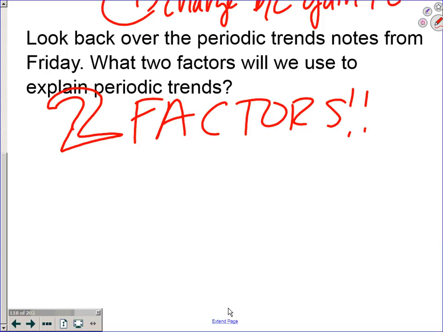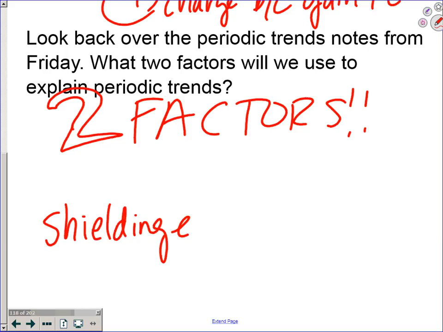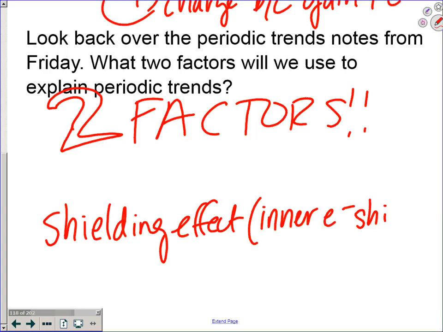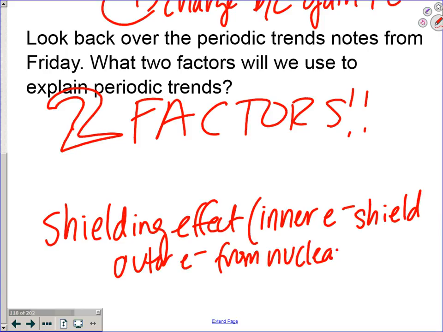So give me one factor, Kelsey. Okay, the shielding effect. The shielding effect is a way of saying that inner electrons shield. Somebody complete this thought? Inner electrons shield, Austin? Outer electrons. From what? Oh, inner electrons shield outer electrons from the nucleus's attraction, from nuclear attraction.